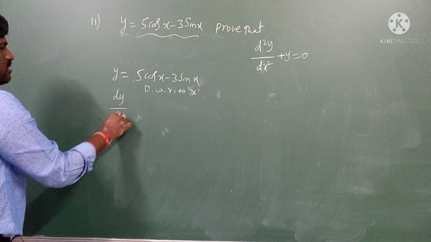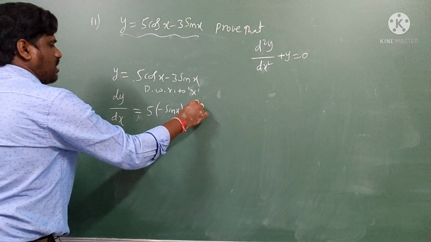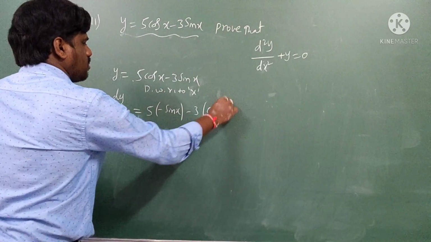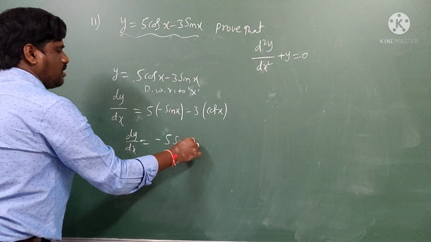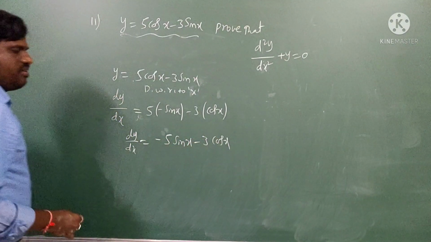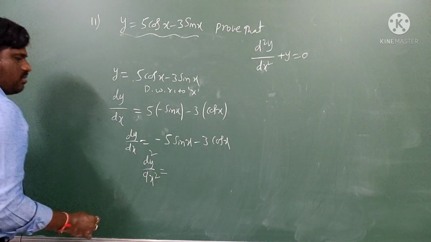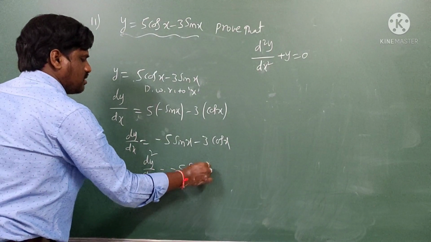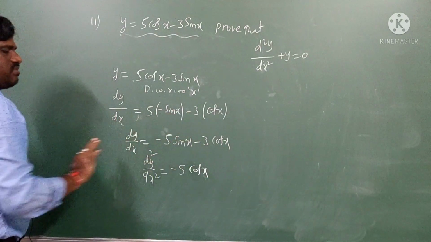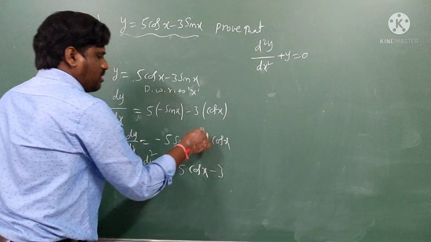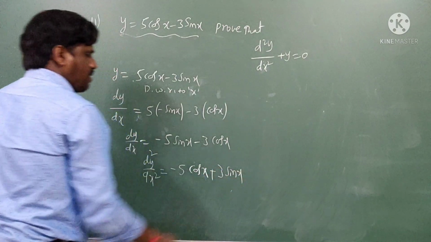What do I get? dy by dx is equal to 5 will be the same, the differentiation of cos x is minus sin x, minus 3 into the differentiation of sin x, which is cos x. I get dy by dx is equal to minus 5 sin x minus 3 cos x. This is dy by dx. Differentiate again with respect to x. Then d2y by dx square is equal to minus 5, the differentiation of sin x is cos x, minus 5 cos x, and minus 3 is constant, the differentiation of cos x is minus sin x, so plus 3 sin x you get.